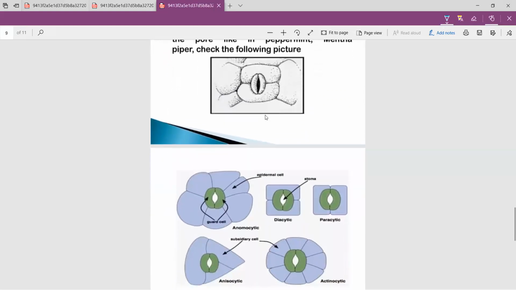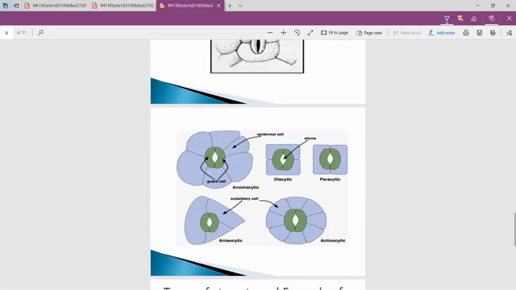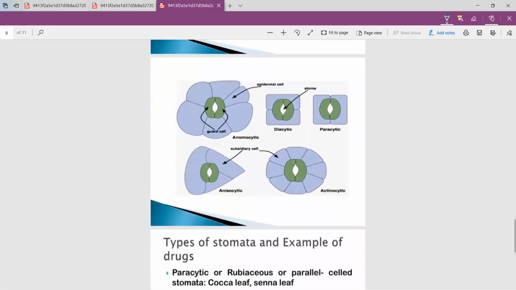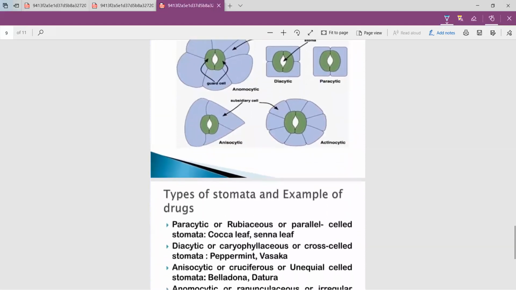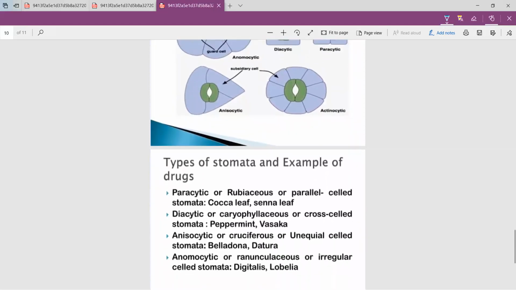So the first one is anomocytic. The second one is diacytic, which means perpendicular to the guard cells. Next one is paracytic, which is parallel to the guard cells, and anisocytic, where two are large and one is smaller, and actinocytic, where many subsidiary cells are present. So these are the types of stomata and examples of these types of stomata.